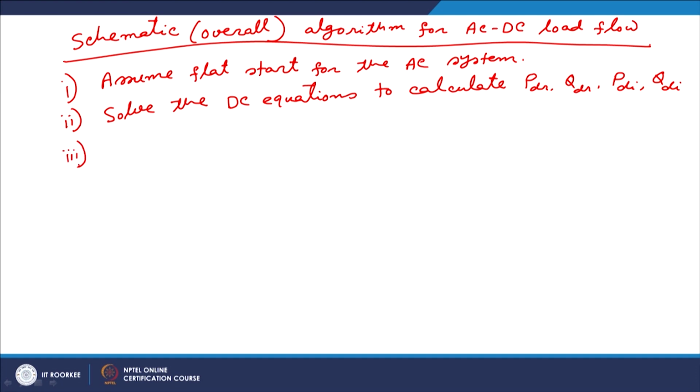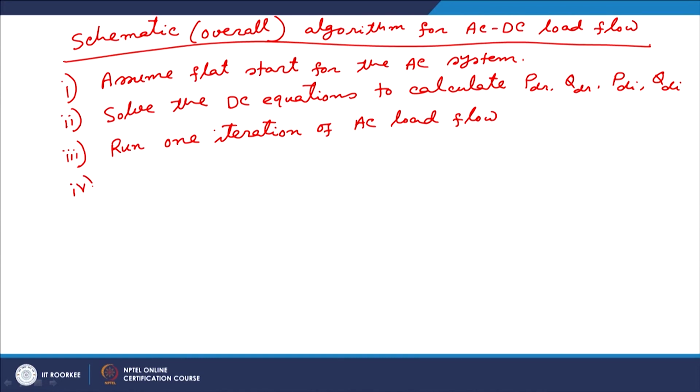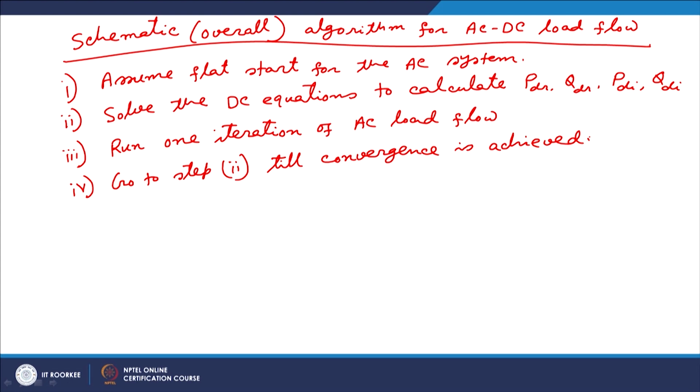Then we run, or rather execute, one iteration of AC load flow. When we run one iteration of AC load flow, we get the updated values of ETR and ETI, and then again we solve the DC quantities, and so on. So, we go to step 2 till convergence is achieved. So, this is a very basic algorithm for AC/DC load flow.